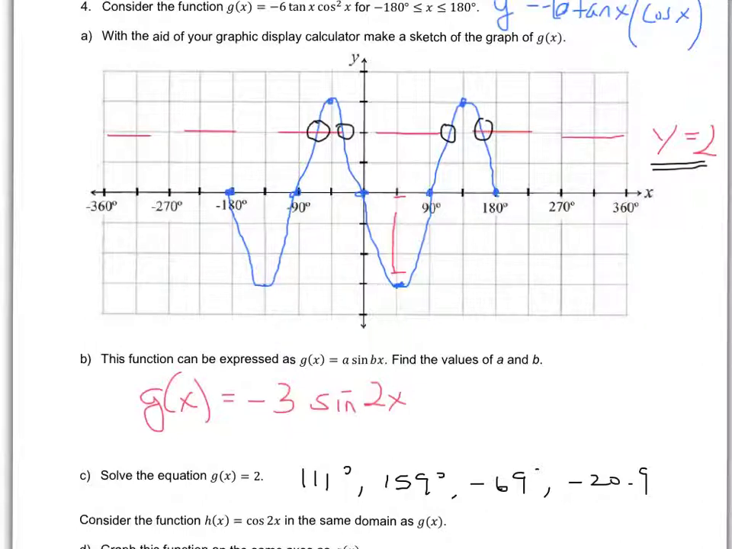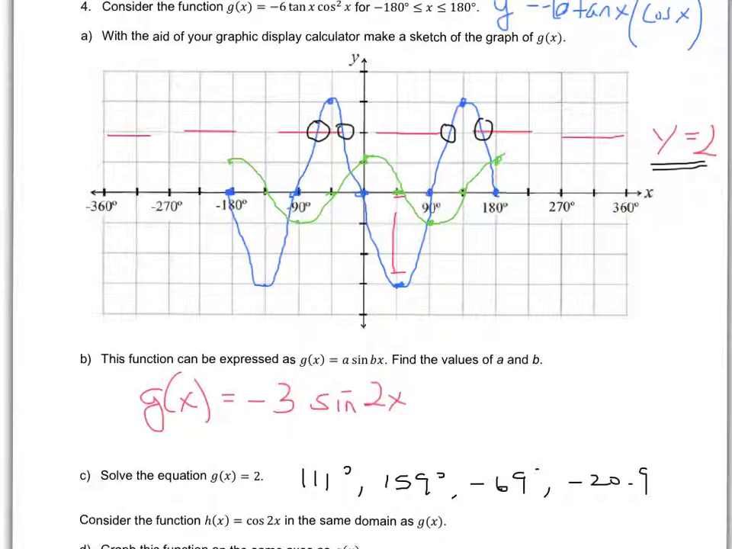The next part says on the same domain, so from negative 180 to 180, graph now cos 2x. So use a different color here and graph cos 2x. Okay, so you'll notice I drew my cos 2x graph here in green. It asks you to figure out how many solutions there are, or when my blue graph and my green graph intersect, but only from 0 to 180.